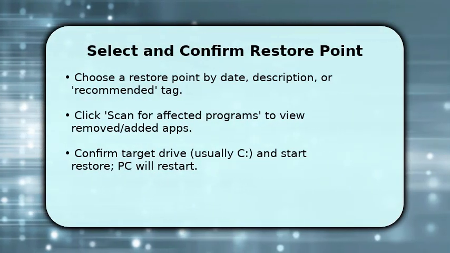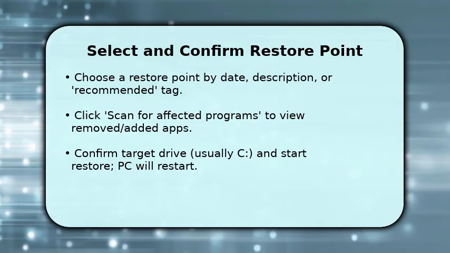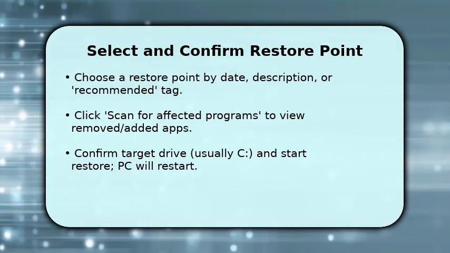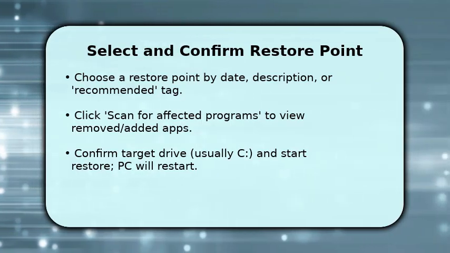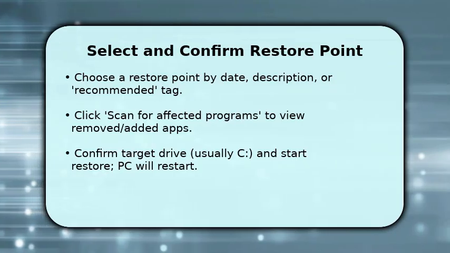You can pick Recommended or Expand to show older points. Use Scan for affected programs to see what changes will occur. Once you understand the impact, confirm the target drive, usually C, and click Next, then Finish.